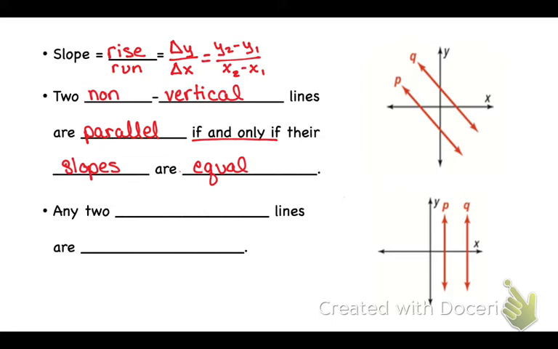Any two vertical lines are parallel. Okay, what does parallel mean? Never. They never intersect. So their slopes would have to be the same for them to never intersect, wouldn't they? So what this means, this if and only if, it says if they're parallel, their slopes are equal. If their slopes are equal, then they are what? Parallel. It's just back and forth. It's the same thing.